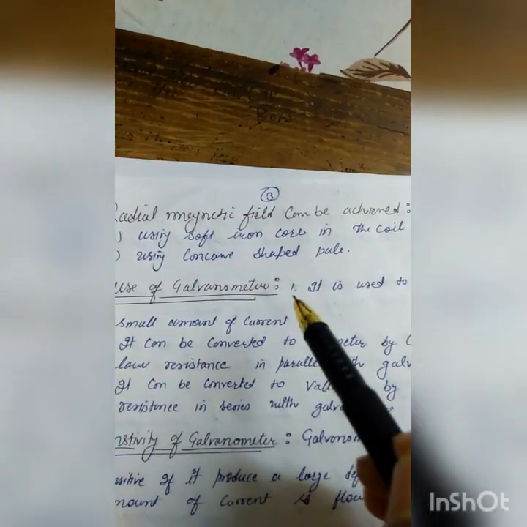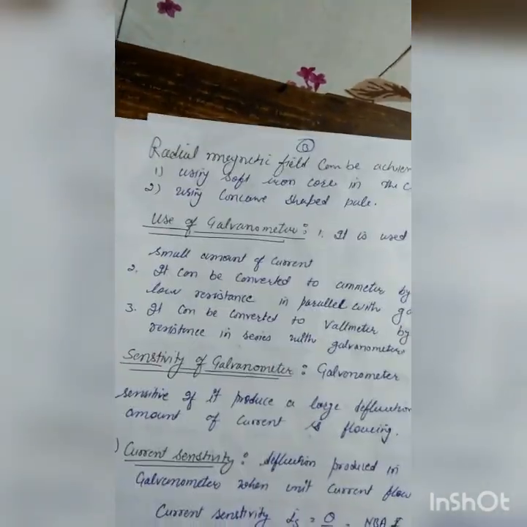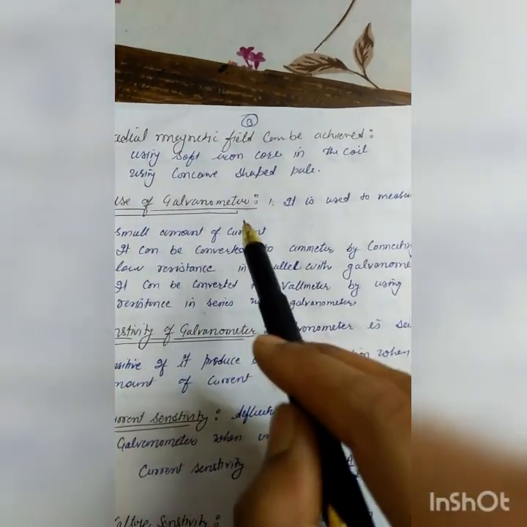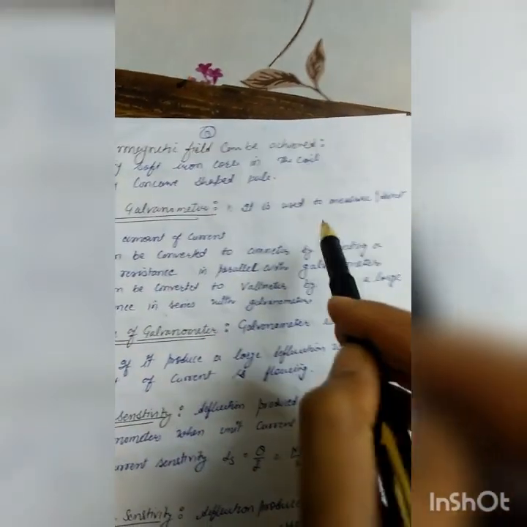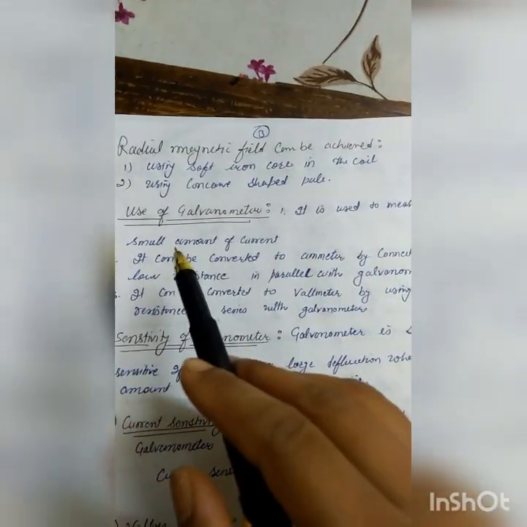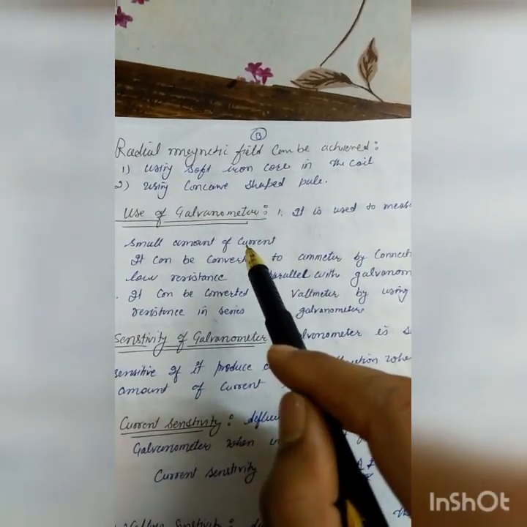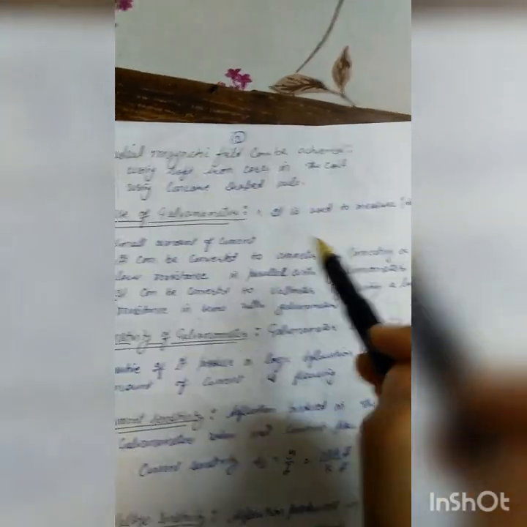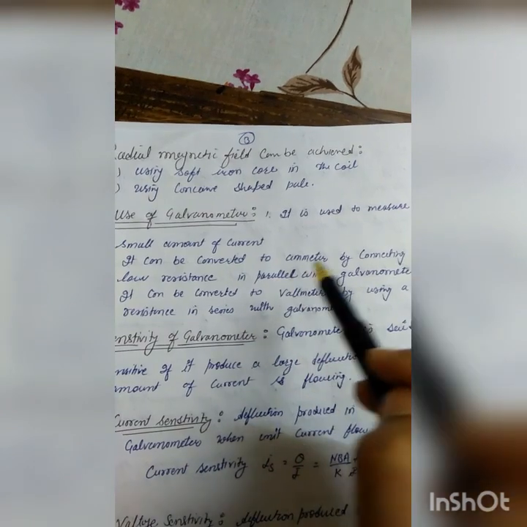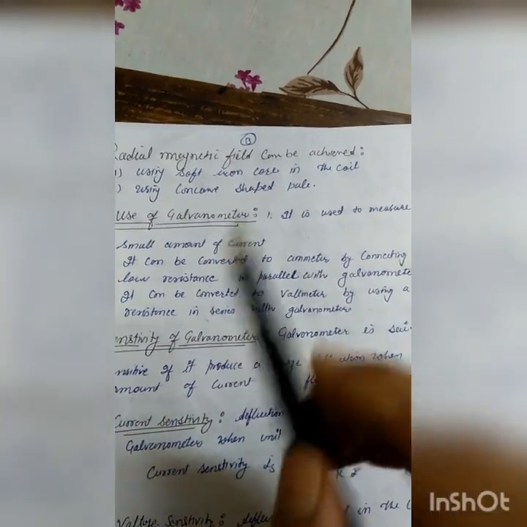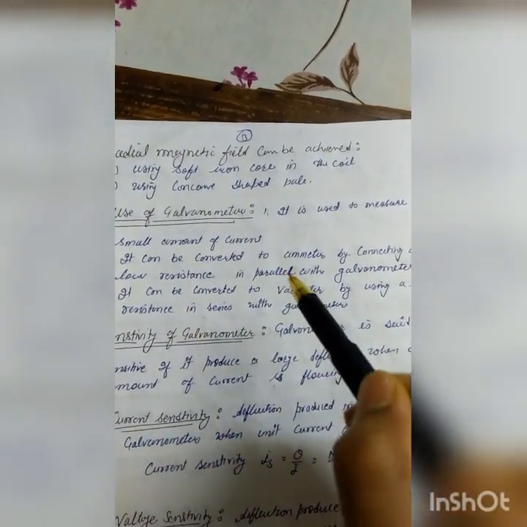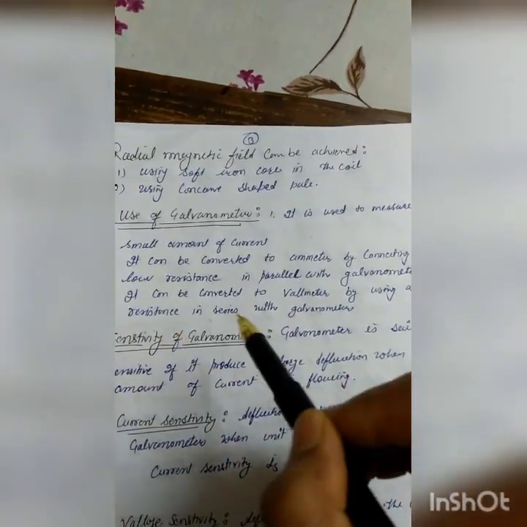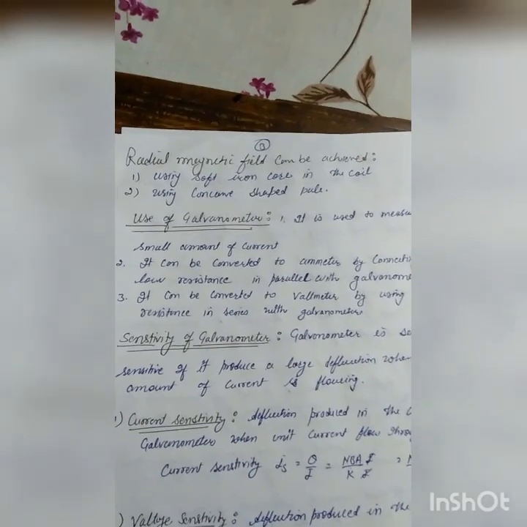Concave shaped pole provides the radial magnetic field. That's why we use the concave shaped pole. Next, use of the galvanometer. It is used to measure or detect a small amount of current in the circuit. It can be converted into an ammeter by connecting a low resistance in parallel to the galvanometer. Galvanometer can also be converted into a voltmeter by using a large resistance in series with the galvanometer.